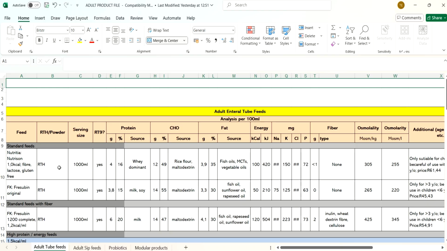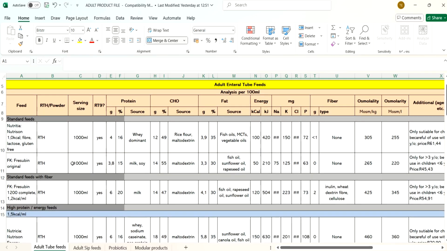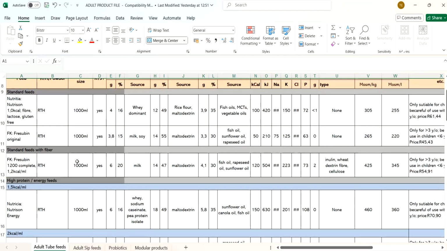Standard feeds are mainly used for patients that just need to be fed enterally. They're unable to feed orally through the mouth because, for example, they're unable to chew and swallow because they have a low GCS, right? So they have an NGT in, and you just need to feed them via NGT. Mainly, that's where we would use standard feed. Okay. Then we have standard feeds with fiber.